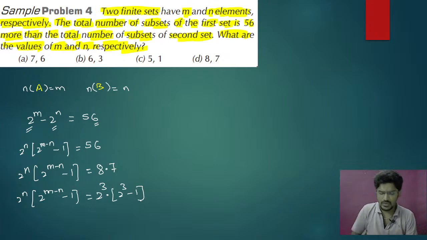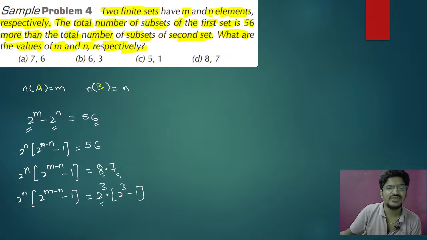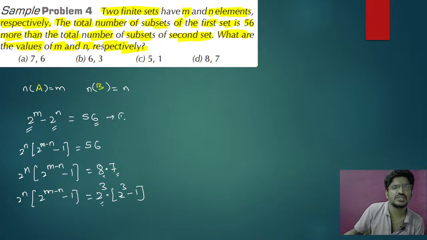So from this I think you can understand that 8 is 2 to the power of 3, and 7 is 2 to the power of 3 minus 1, that means 8 minus 1. You can just go through this equation. Total number of subsets in set A minus total number of subsets in set B is equal to 56. So now you can take 2 to the power of n common. If I take 2 to the power of n common, it will be 2 to the power of m minus n minus 1 equal to 56.